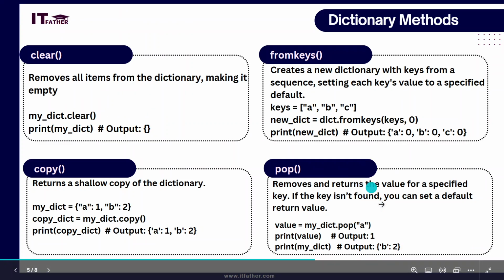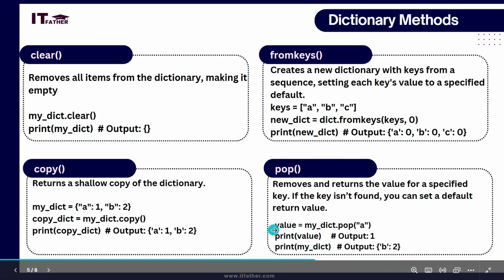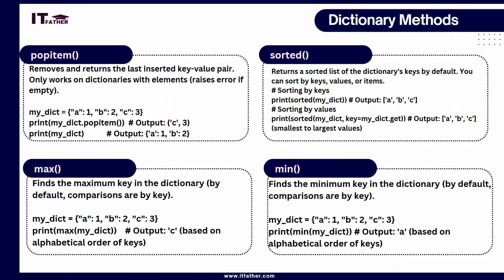So we have to give a value, but if you want to give a default value to each key, then use this function fromkeys. The pop function removes and returns the value of a specified key. Whatever key you specify with the dictionary, that value will be removed and returned by the pop function. So you can see the example, value equal to my dictionary dot pop. A is a key and my dictionary is a dictionary, and that key value pair will be removed from the dictionary, right?